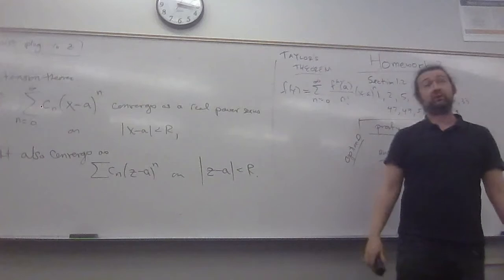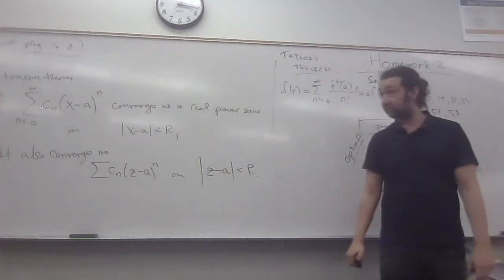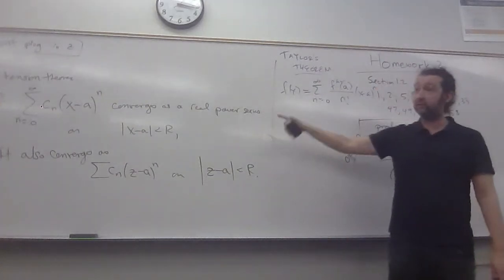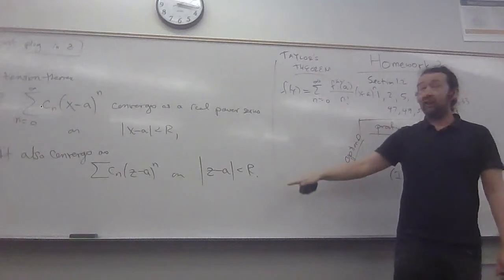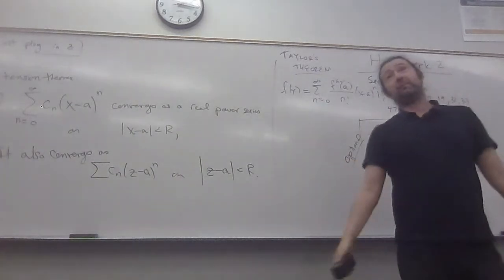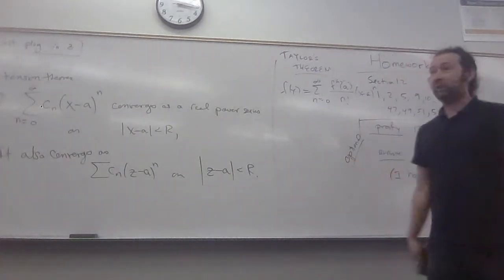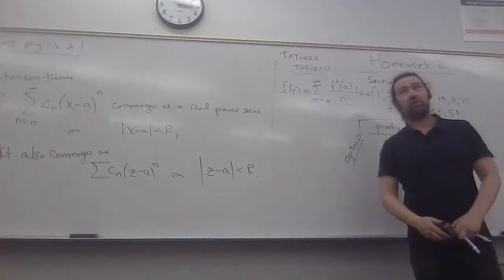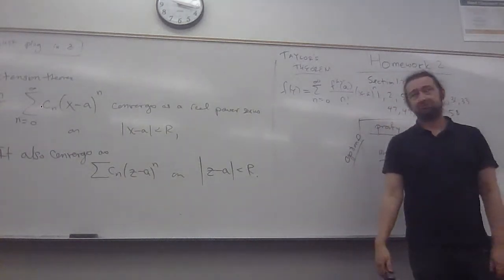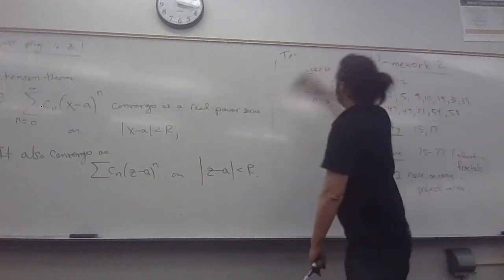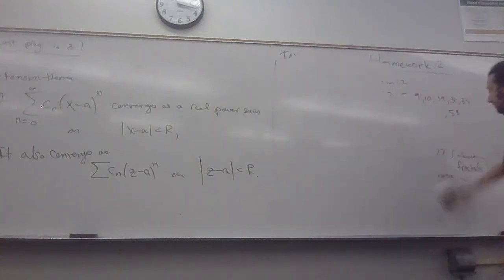So the question is, is it always a disk? And the answer is yes. For a particular representation, it's always a disk. And then there's a question maybe you've not thought about before, which is, is that the best you can do, or can you go outside of the disk? So let's talk about radius of convergence.